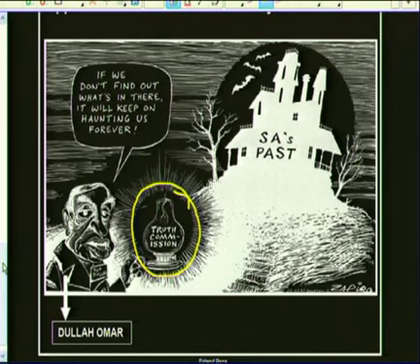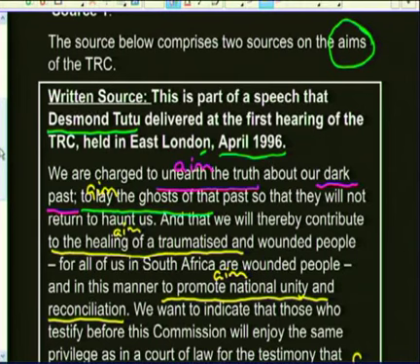And he is walking towards this haunted house. How do you know that this is a haunted house? It's very dark, as you can see, and also it's labeled South Africa's past. Now, he is walking towards that house to bring light to it. Now, you remember when we looked at the written source, Bishop Tutu said to unearth the truth about our dark past. So already you can see that these 2 sources agree. They work together.